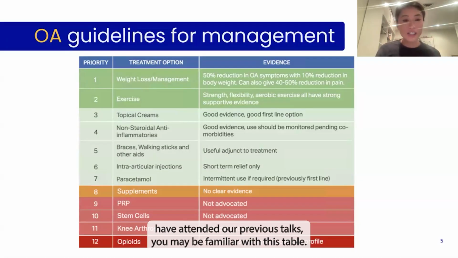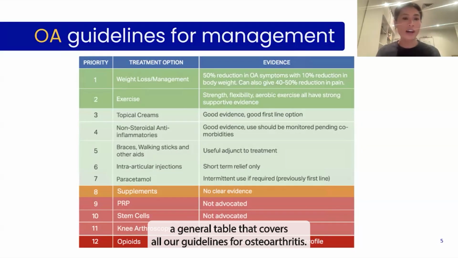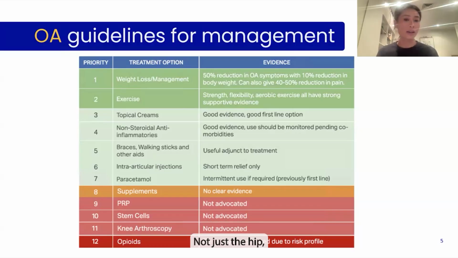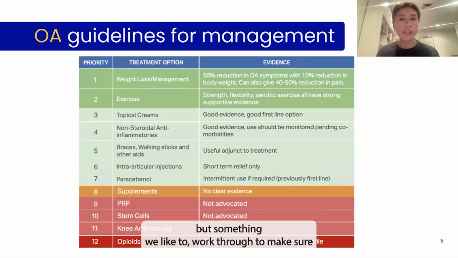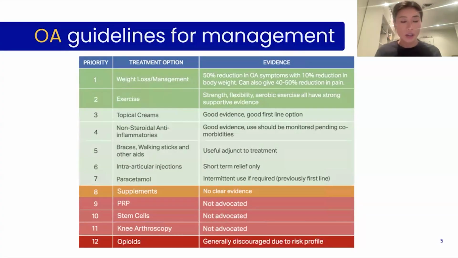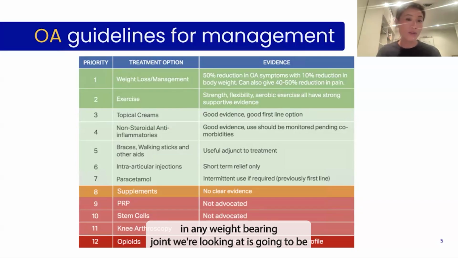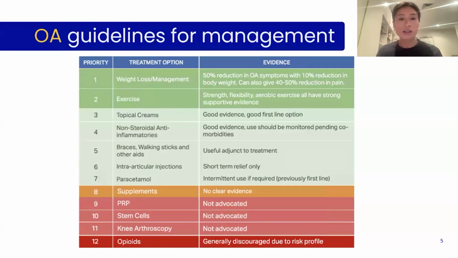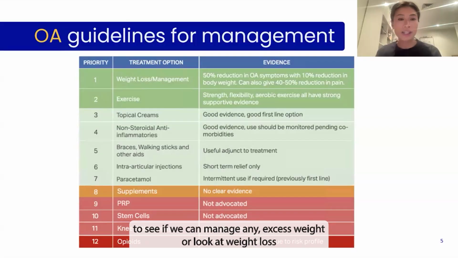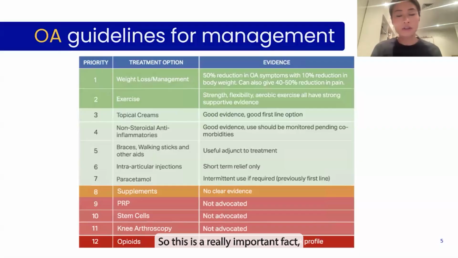Okay, if any of you have attended our previous Connect talks, you may be familiar with this table. It's a general table that covers all our guidelines for osteoarthritis, not just the hip, but something we like to work through to make sure we're giving the best evidence-based practice for osteoarthritis. In order of priority, one of the first things in any weight-bearing joint we're looking at is going to be to see if we can manage any excess weight, or look at weight loss or management. So this is a really important fact to remember.